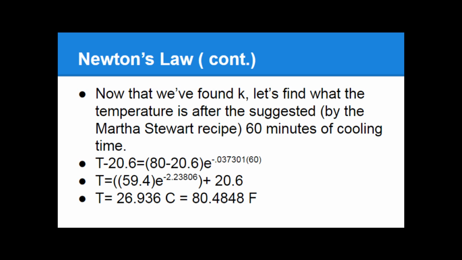In the first step, we plugged in all of our known values, including the K value that we just calculated in the last slide. In step 2, we simplified the expression, and in step 3, we obtained the temperature after 60 minutes of cooling, which is 26.936 degrees Celsius and translates to 80.4848 degrees Fahrenheit.